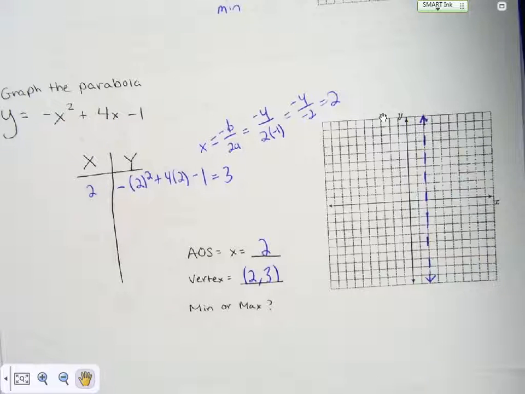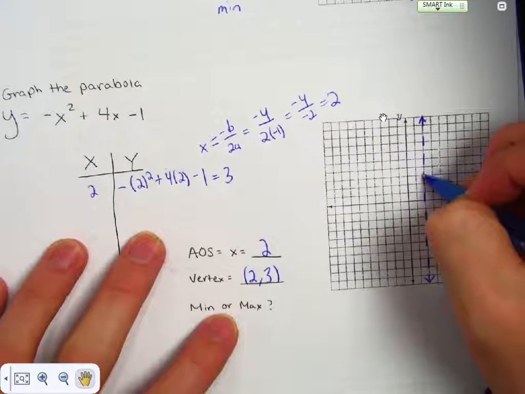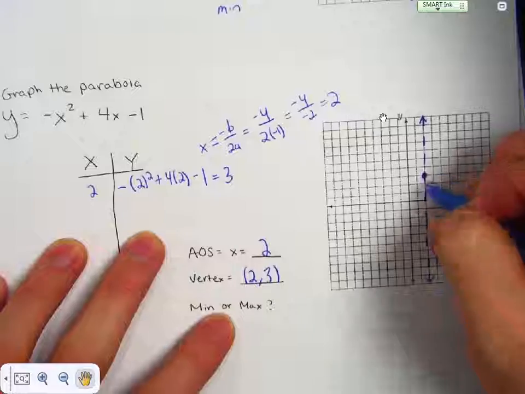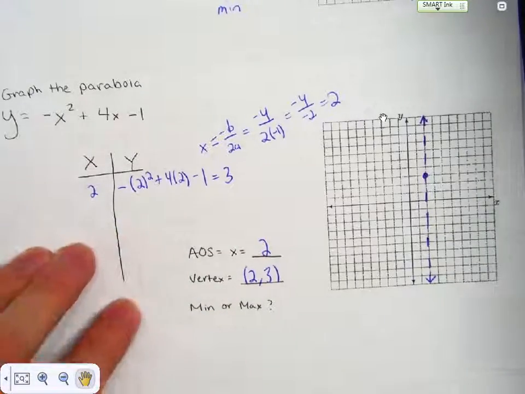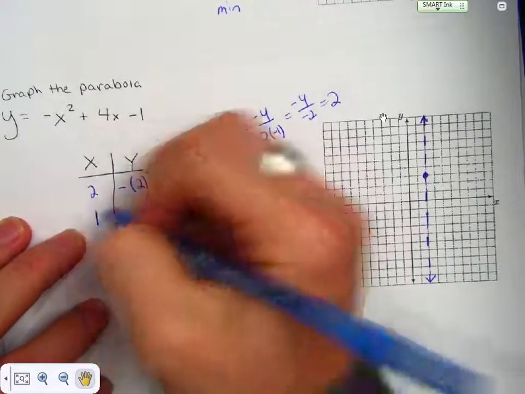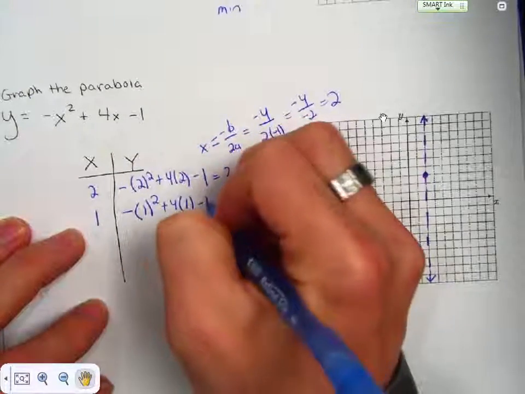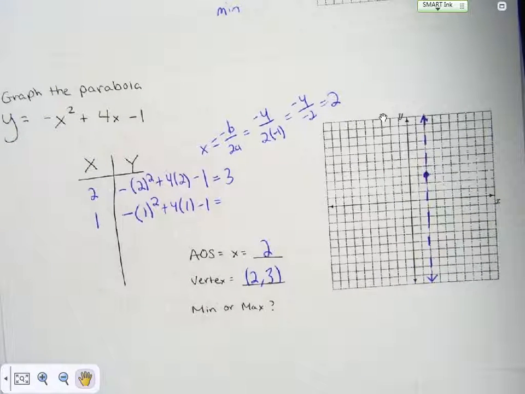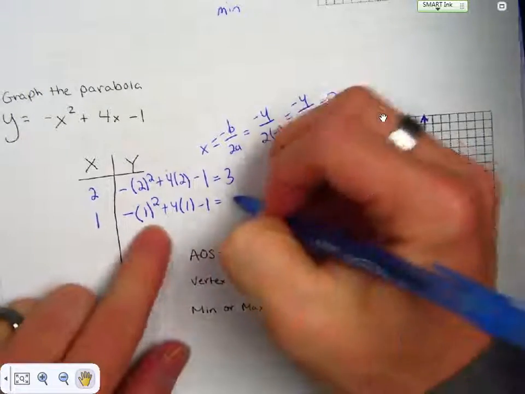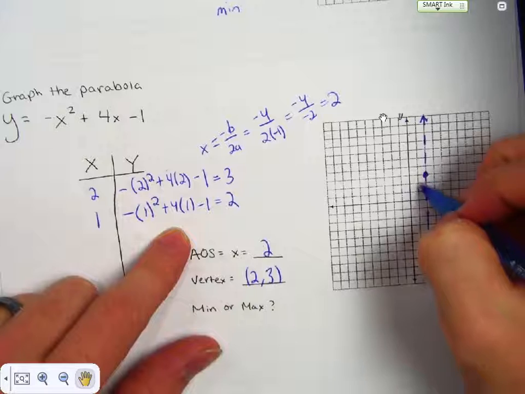Grabbing this point now. 2, 3. That's right. 2 right, up 3. 1, 2, 3. That's where it starts. Then I plug in a number that's close to that. Thinking 1 might be easiest. Negative 1 squared plus 4 times 1 minus 1. And 1 is on the inside of the parentheses. The negative is on the outside. So that's negative 1 plus 4. That's 3. 3 minus 1. We end up with 2. We got the point 1, 2.